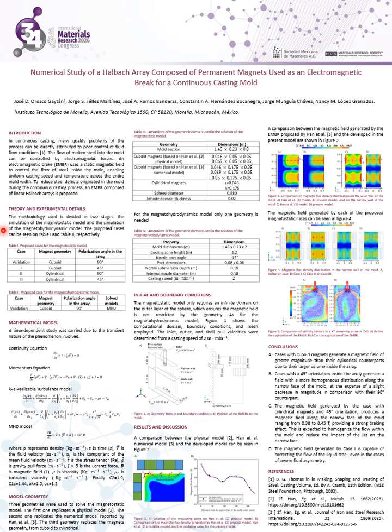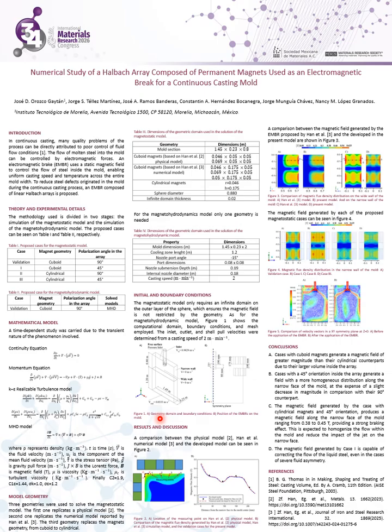The mold, looking at figure number 1, item A, we can see the mold. It has a section of 0.23 times 1.45 meters. It has a mold length of 0.8 meters, a cooling zone length of 1.2 meters. In figure 1, item B, we can see the distribution of the electromagnetic arrays inside the mold.